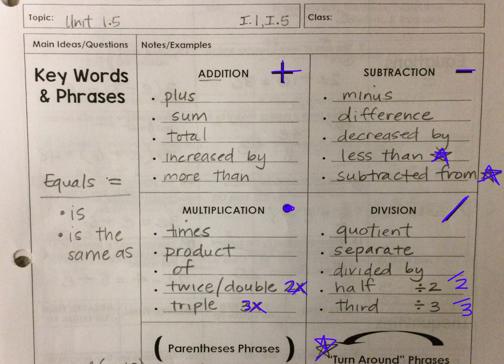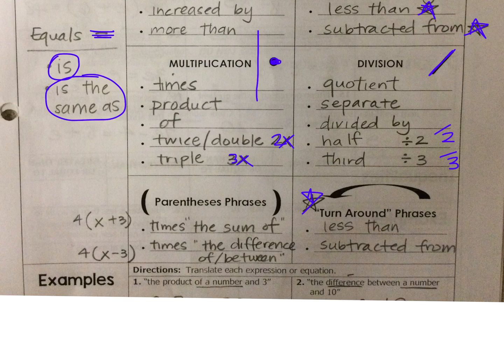Over here on the side, I've written equal. When you see the word is or is the same as, you put an equal sign. We won't be doing that until the second part of practice. The two other keywords you need to be aware of.